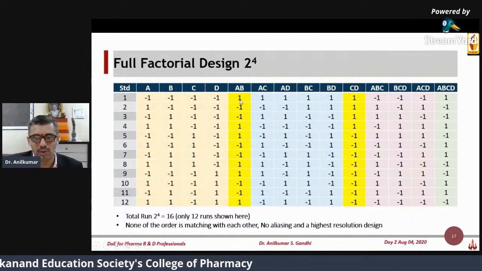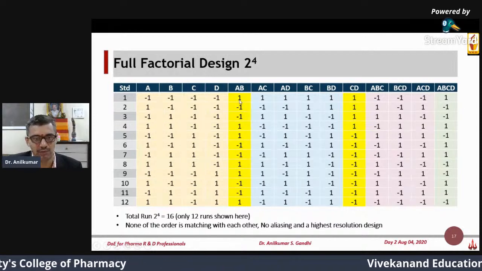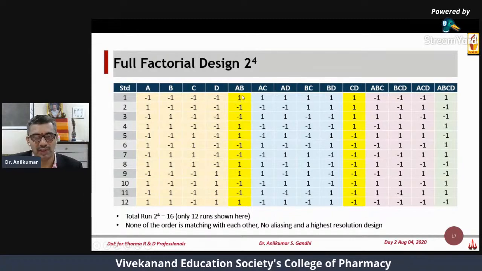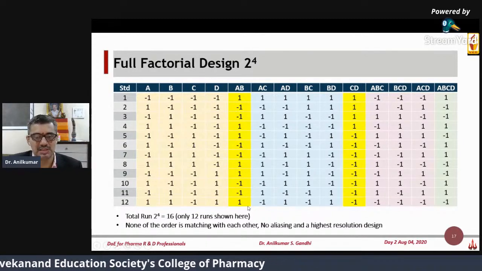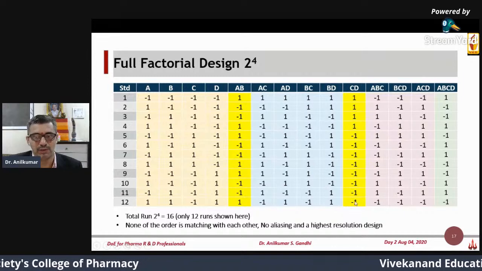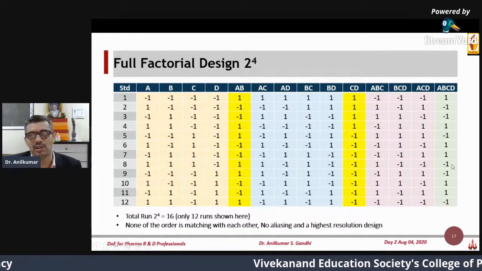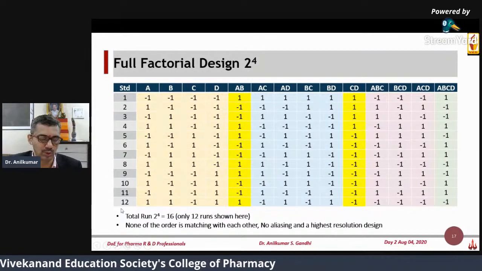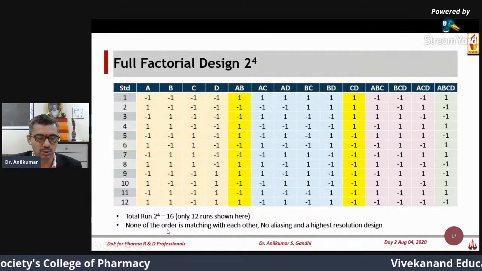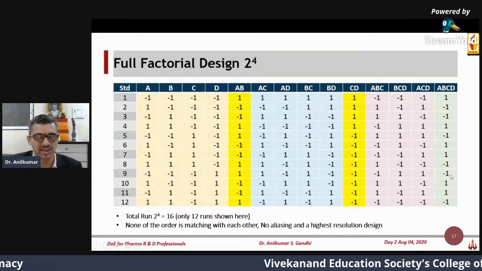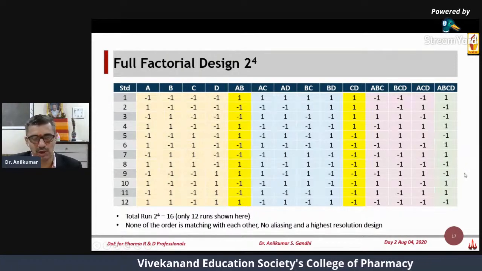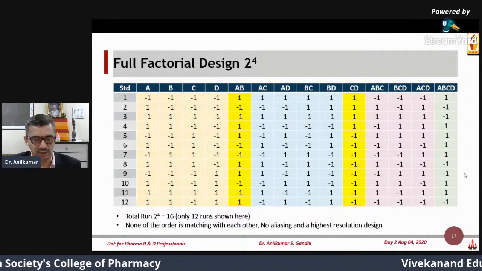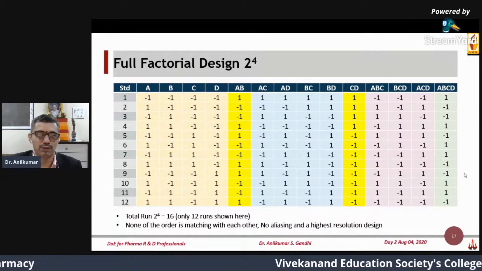If you remember, plus 1 is the high level, and minus 1 is the low level of that factor. So you will see this design is very different from this, and likewise all the designs are different from each other. I have only shown here 12 experimental runs. Totally there are 16, but none are matching with each other. So this is what happens with full factorial. But the problem of full factorial, why we go for fractional factorial, we'll see later.